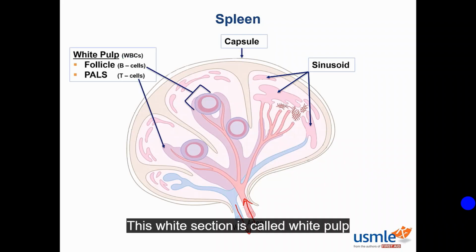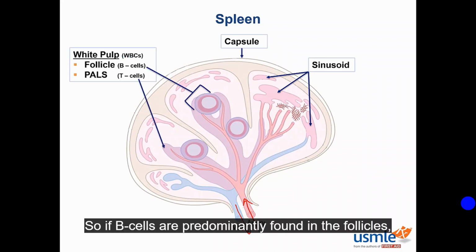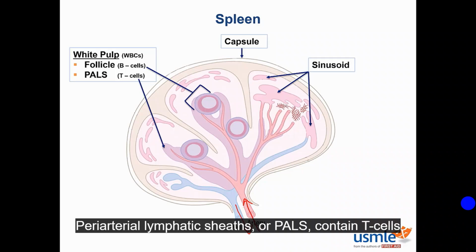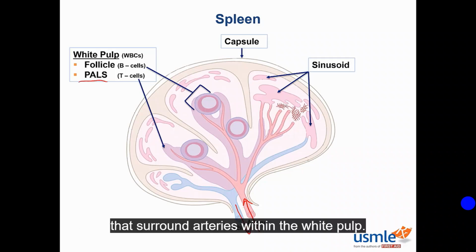This white section is called white pulp and contains follicles with embedded B cells similar to lymph nodes. So if B cells are predominantly found in the follicles, it would stand to reason that these numerous follicles are responsible for a majority of producing what immunologic proteins in our bodies? Yeah, IgM antibody production. Periarterial lymphatic sheaths, or PALs, contain T cells that surround arteries within the white pulp.